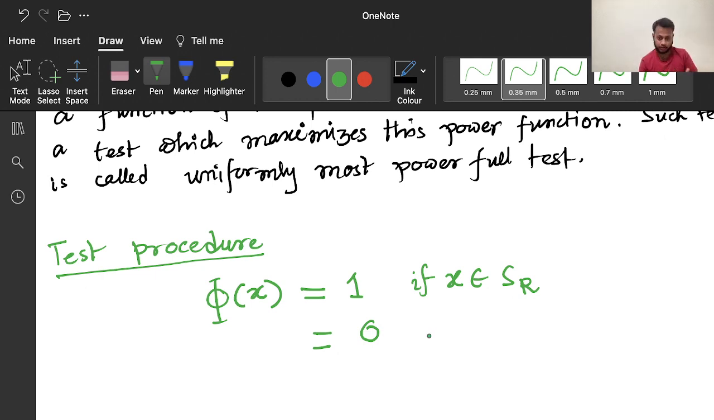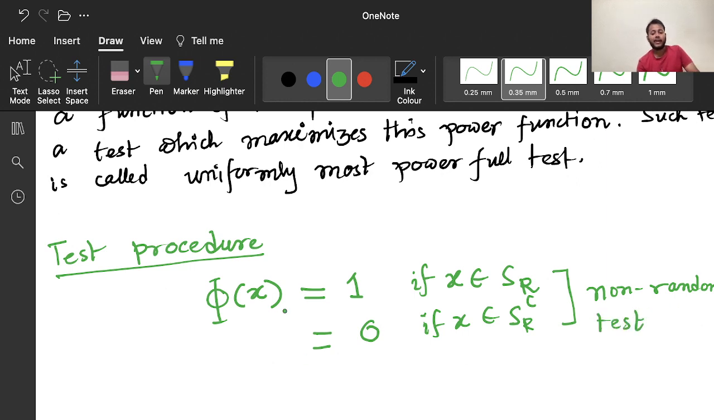Otherwise there will be no reason to reject the null hypothesis. So if x belongs to the rejection region SR or the acceptance region SA, this is called a non-randomized test. Why is it called non-randomized? Because with probability 1 or 0 we will either accept or reject.